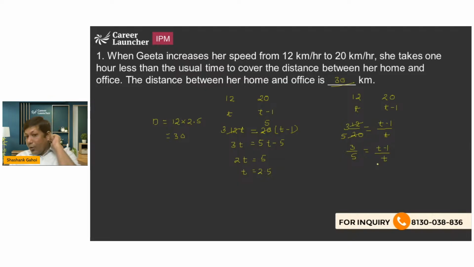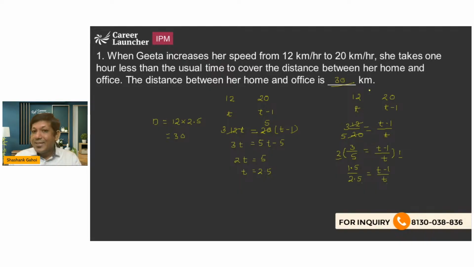Okay. Now you might say that we can cross multiply and solve and get the answer. Okay, that is a good thing. But instead of that, we are not going to do that. Now what is the difference over here? That is 1. What is the difference over here? That is 2. Now I want to make this 2 as 1. So I'm going to divide numerator and denominator both by 2. So I am going to get 1.5 divided by 2.5. Now that is equal to t minus 1 divided by t. So t comes out to be 2.5, t minus 1 comes out to be 1.5.